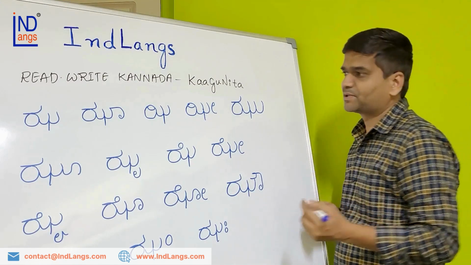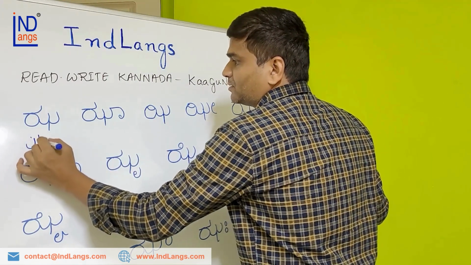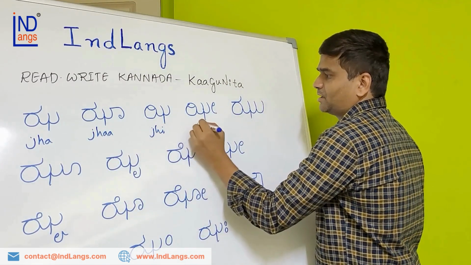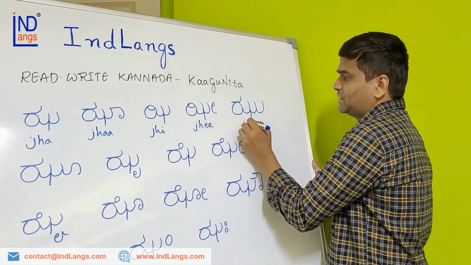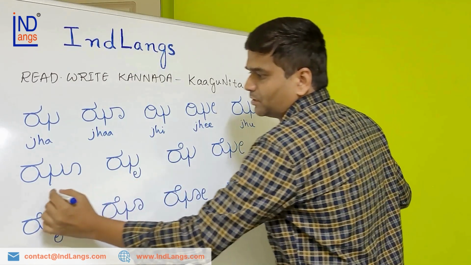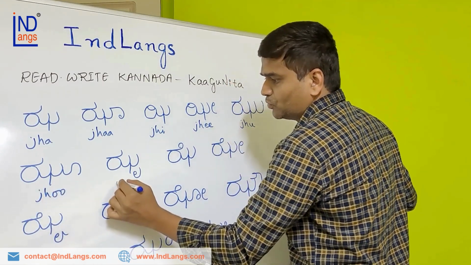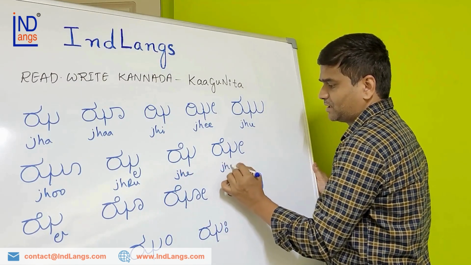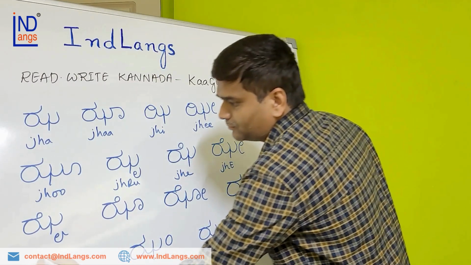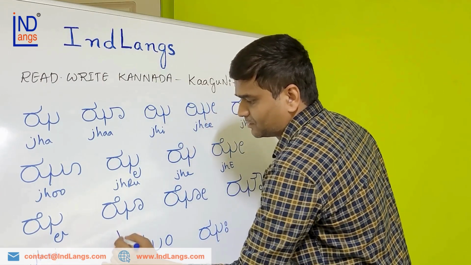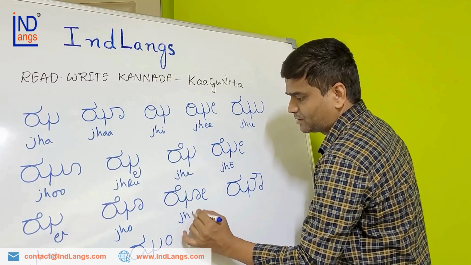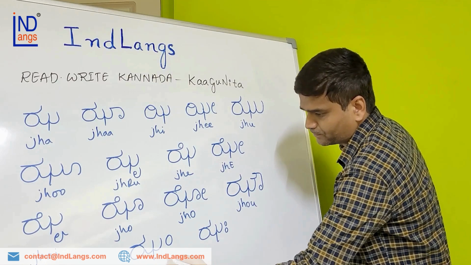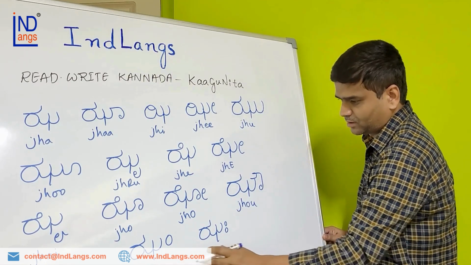So let us write the English representation. Now how do we write JHA, JHAA, JHI, JHEE, JHU, JHOO, JHRU, JHE, JHEE, JHAI, JHO, JHOO, JHAU, and here can you write it? So I'll not write the below.